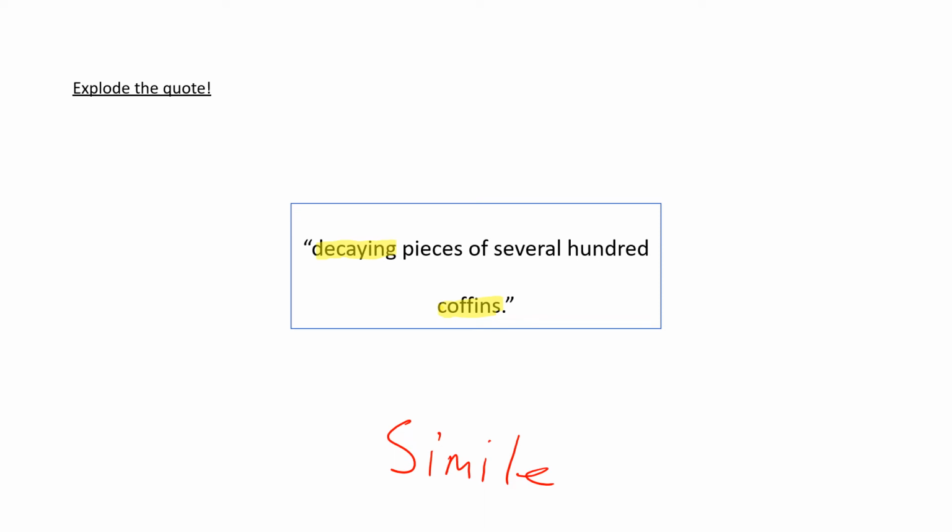So once again, decaying. It's weird with this one because it's a verb, because it's got the ing ending, but it's also kind of an adjective there. But if I was to say either way, I'd say in this case it's been used to describe the pieces of wood. So I'd say it's an adjective out of the two.